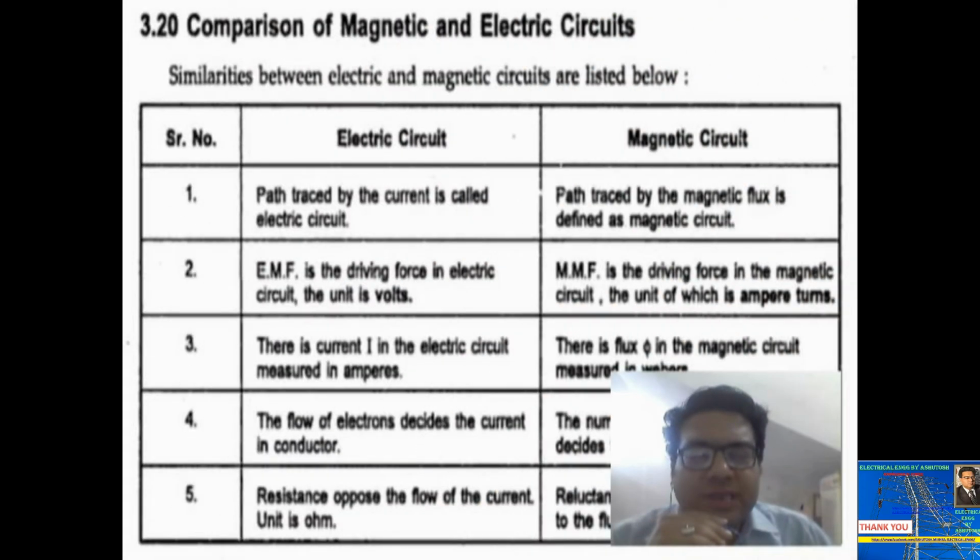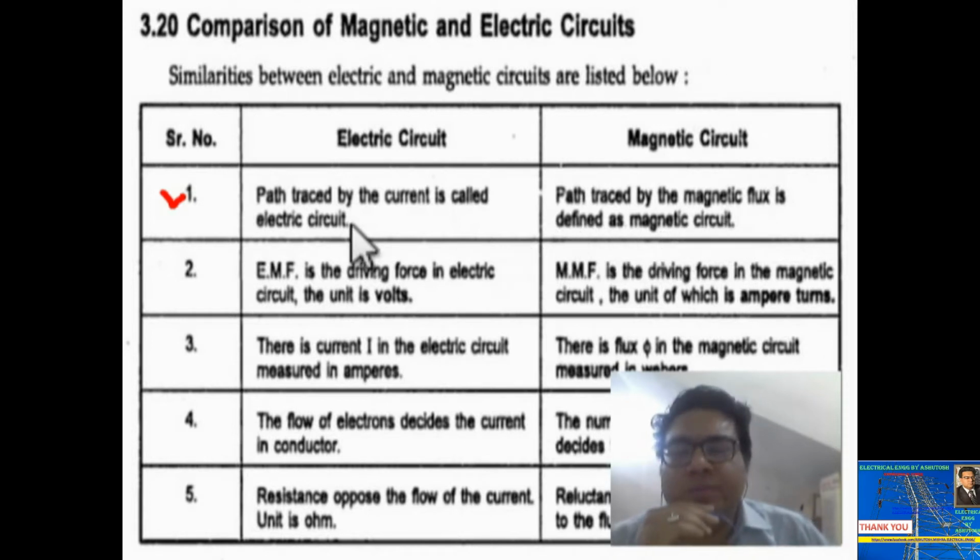Now you can see over here, the comparison of magnetic circuit and electric circuit is already shown. So these are the similarities between electric and magnetic circuit. As listed below, the first point is: path traced by the current is called electric circuit. Path traced by magnetic flux is defined as magnetic circuit.